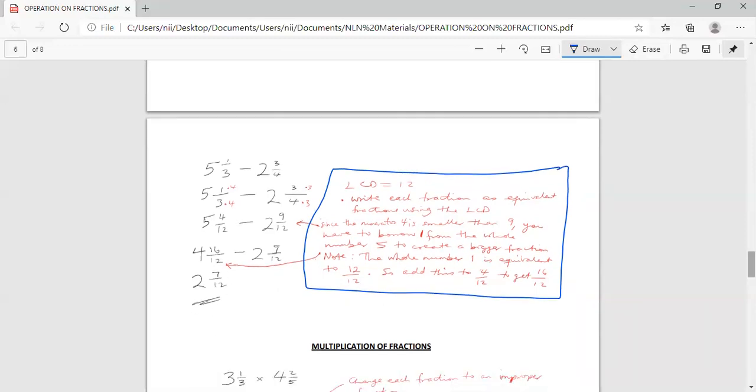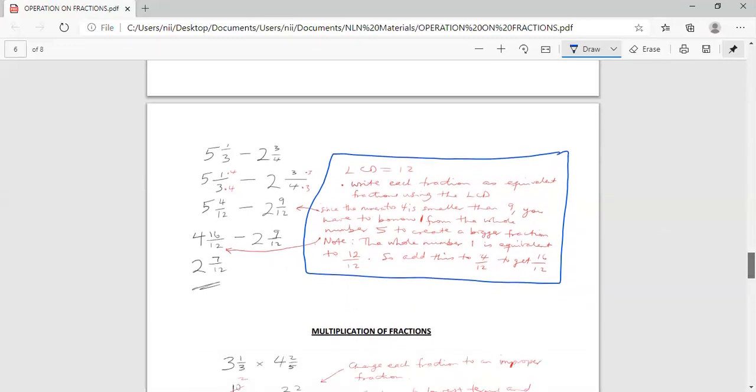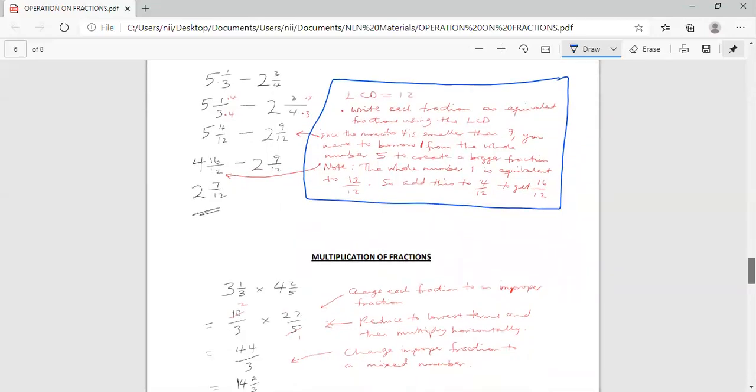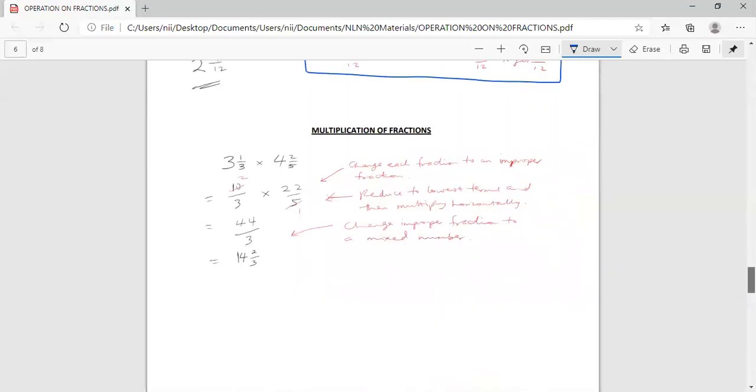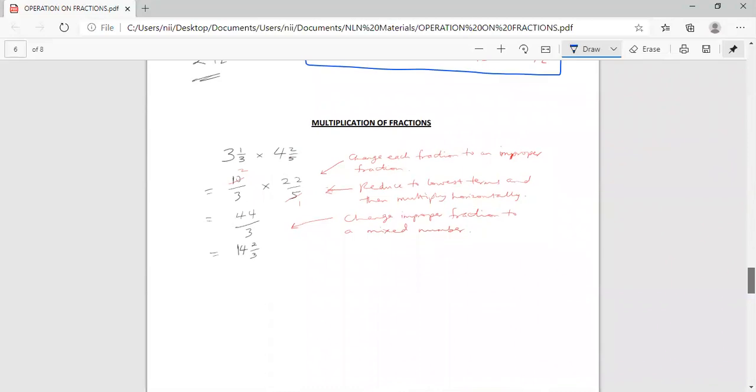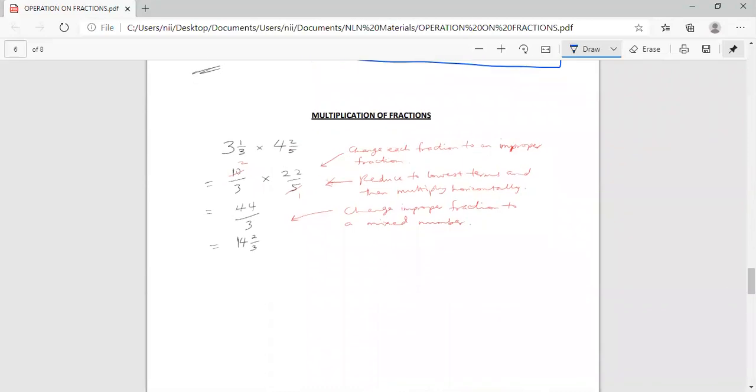Right, great. So now we've covered addition and subtraction of fractions, the simple problems, and also mixed numbers and the borrowing approach to creating bigger fractions. Try and get used to that approach. Okay. Now let's look at multiplication of fractions. How do you multiply fractions?